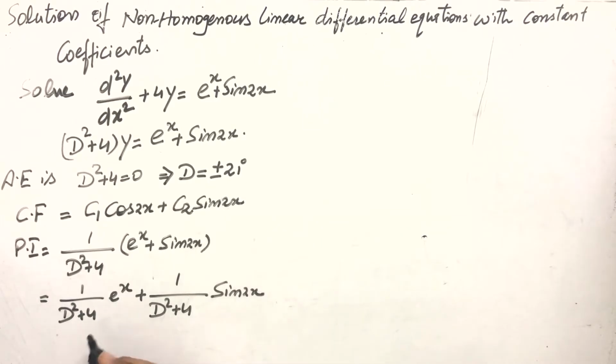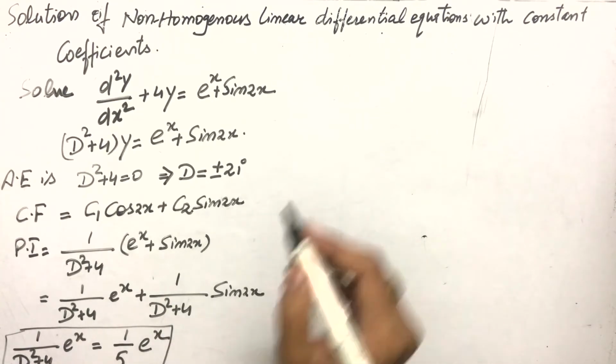So first we solve this. We write it here separately, 1 upon D squared plus 4 of e power x, and we know the formula. We put the value of D, whatever be the coefficient of x here, and it is 1 here, so D is equal to 1. So very easily it is 1 by 5 e power x. So this is one part.